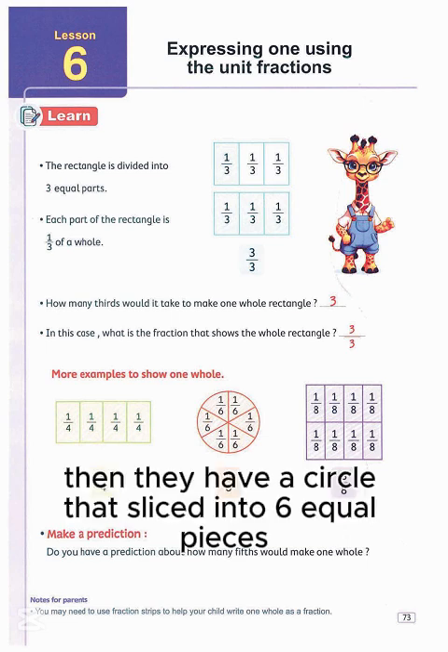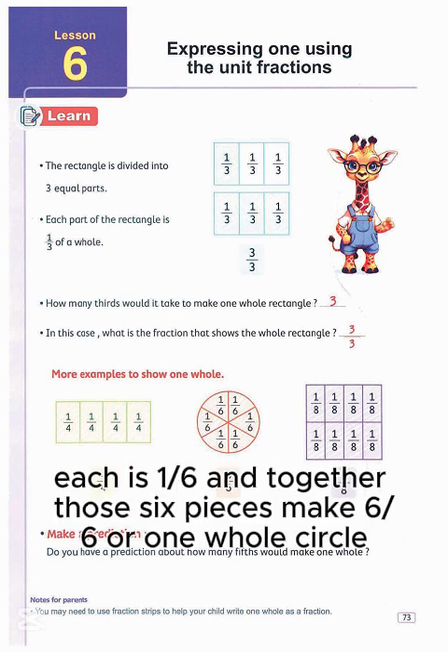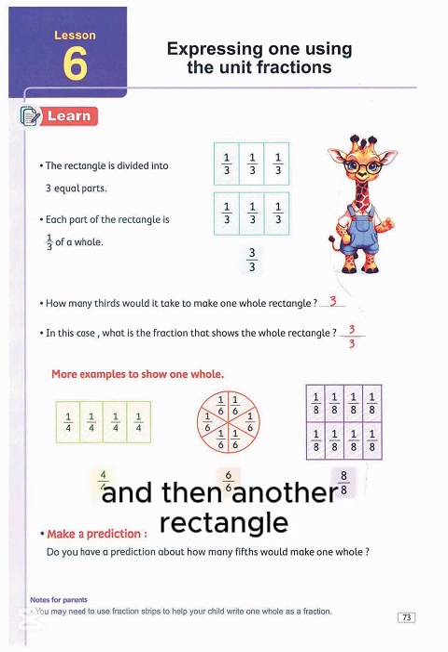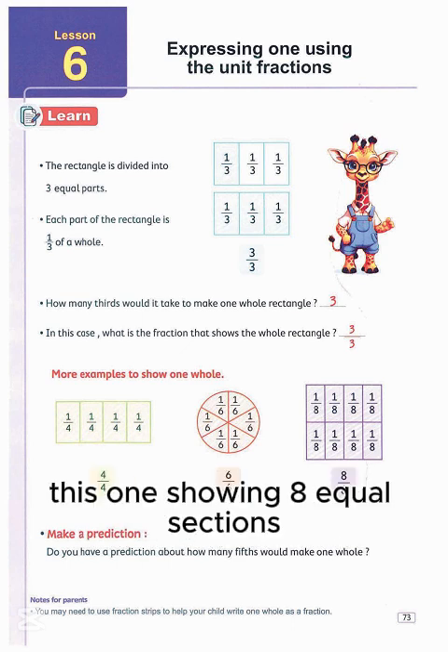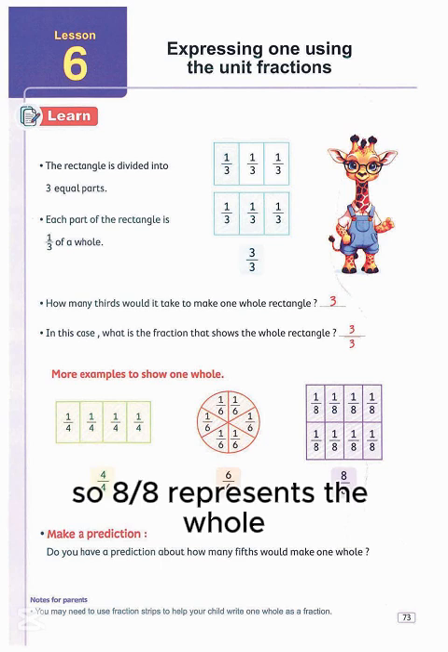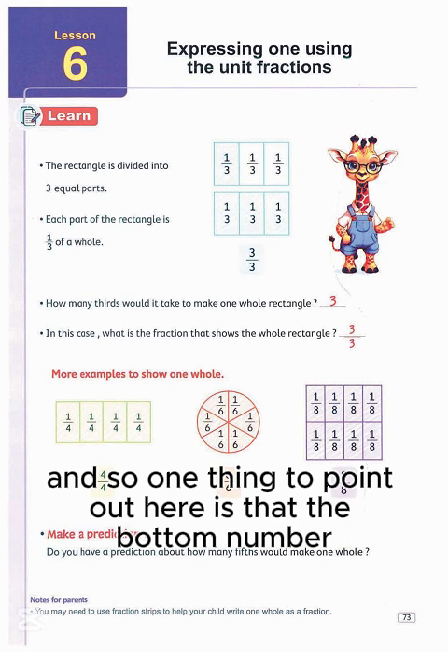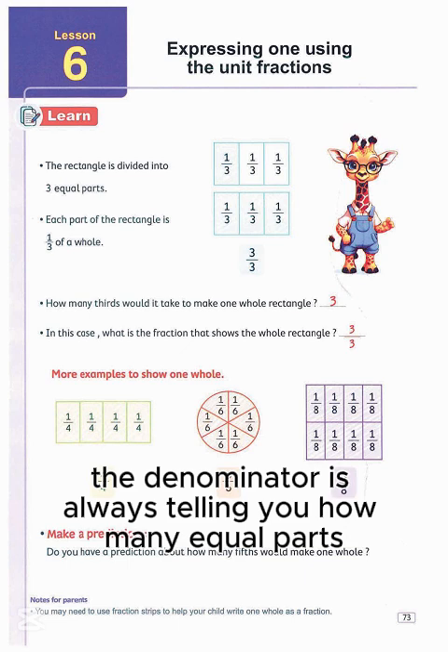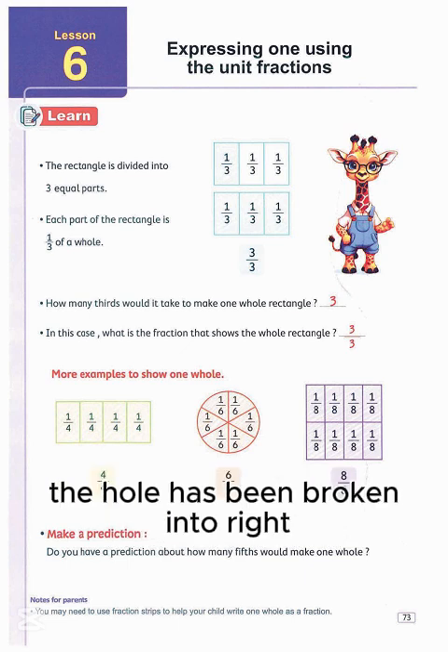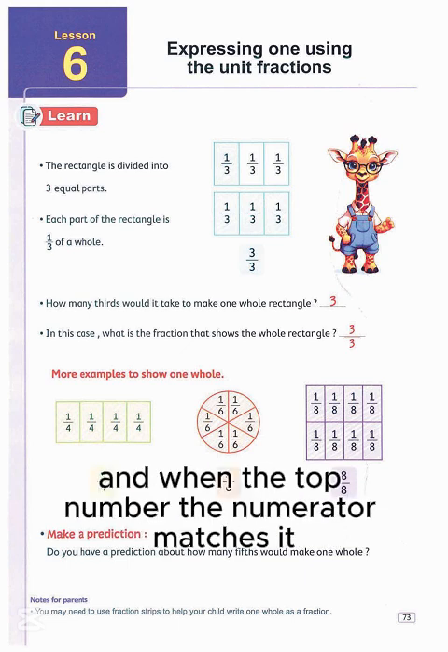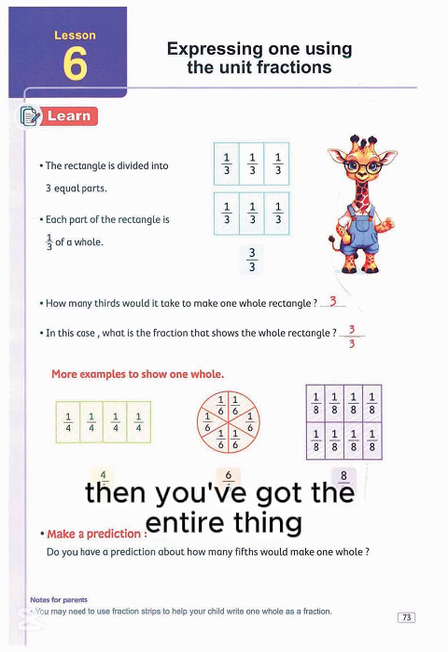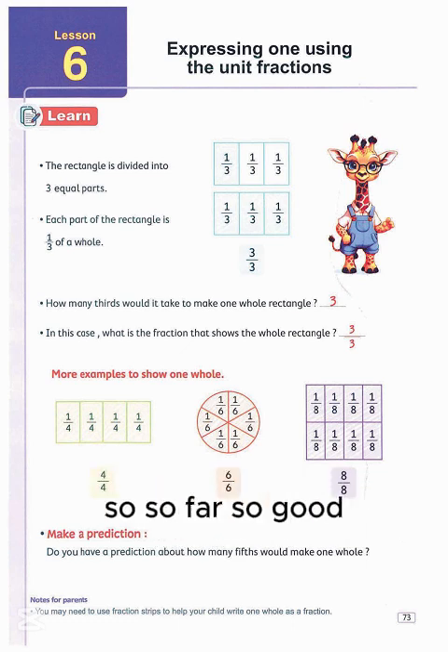Then they have a circle that's sliced into 6 equal pieces. Each is 1/6, and together those 6 pieces make 6/6, or one whole circle. Then another rectangle, this one showing 8 equal sections, so 8/8 represents the whole. One thing to point out is that the bottom number, the denominator, always tells you how many equal parts the whole has been broken into. When the top number, the numerator, matches it, then you've got the entire thing. So far, so good.